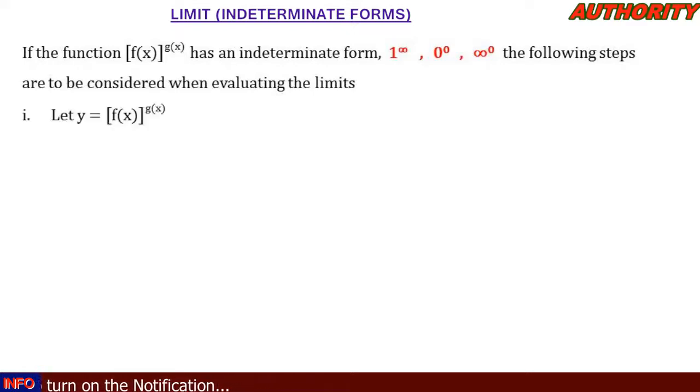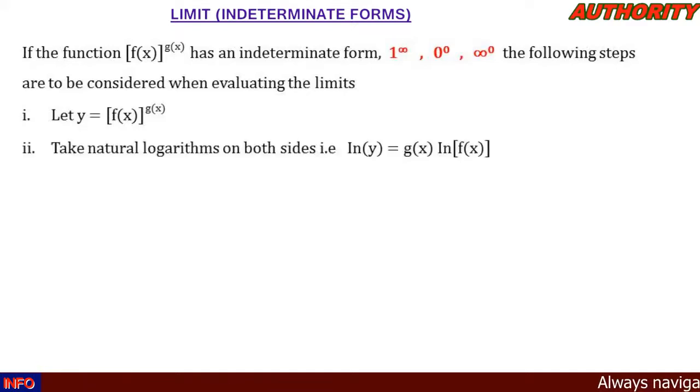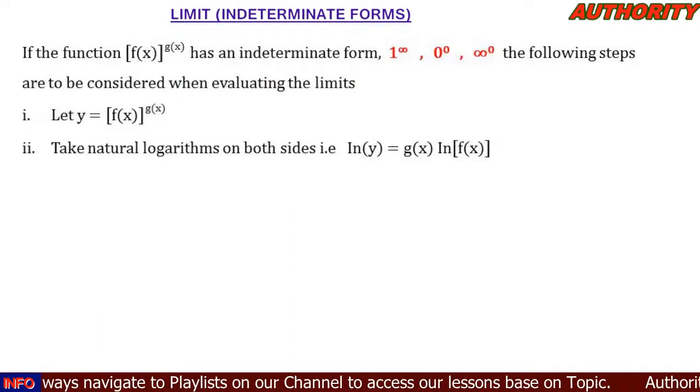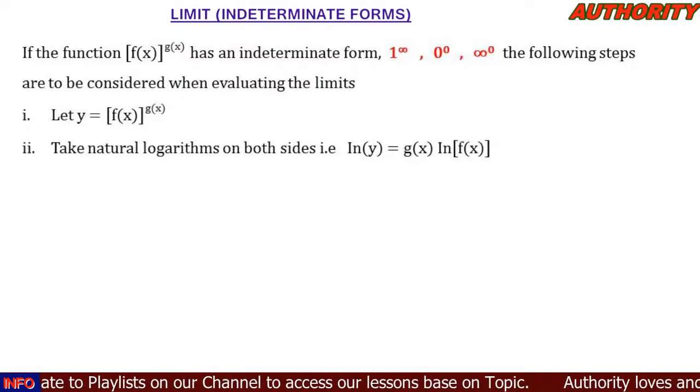Number 1, let y equal to f of x raised to power g of x. Number 2, take the natural logarithm on both sides. That is, ln y is equal to g of x ln f of x. We take the natural logarithm for the exponent, or the power, to come down.